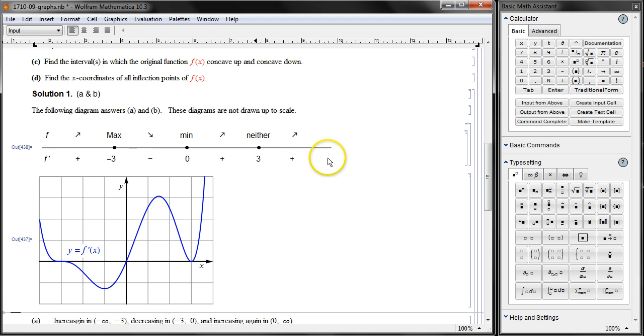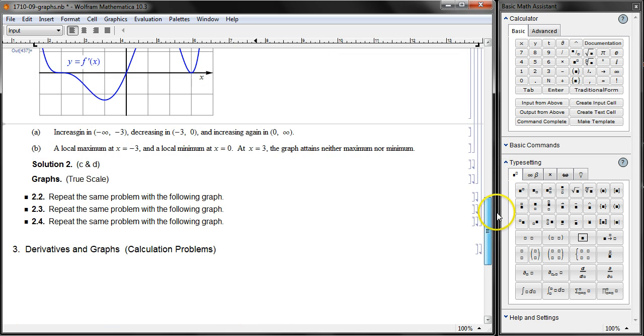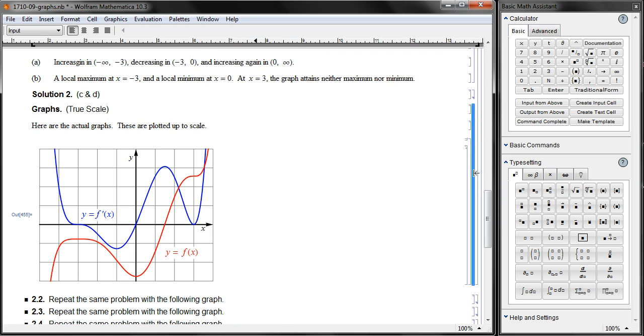And here's the conclusion. Increasing, maximum, decreasing, local minimum, increasing, and at this critical point, neither maximum nor minimum, and keeps on increasing. By the way, here is the graph. Increasing, hits local maximum, decreasing, local minimum, increasing, this critical point, and keeps on increasing.